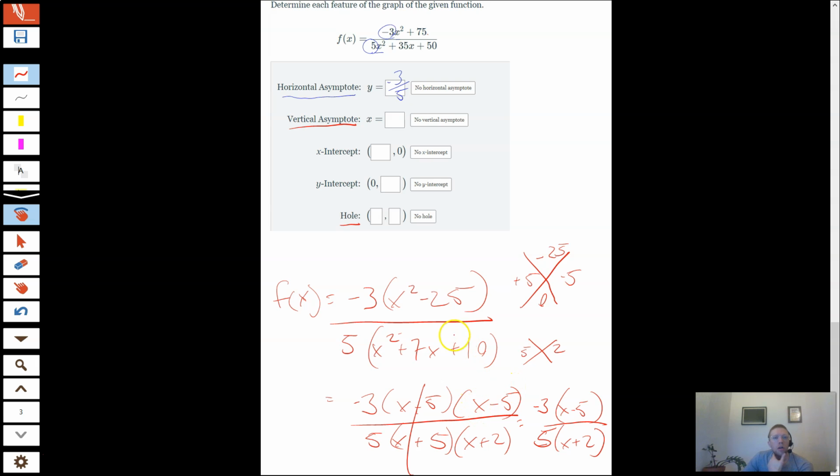Now, our vertical asymptote is going to be from the term that's left in the denominator. And remember, we want the denominator to equal 0, so we'll say x equals -2. And then our hole is related to the term that canceled out. So that's x plus 5, which gives me a -5 as my x.